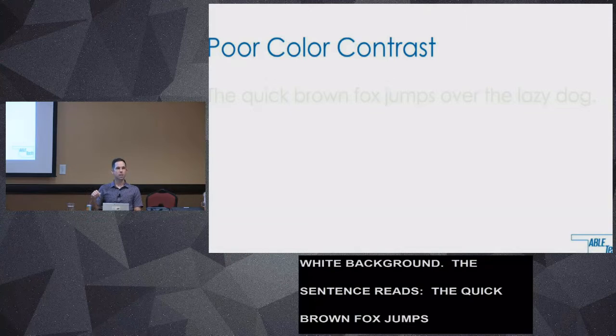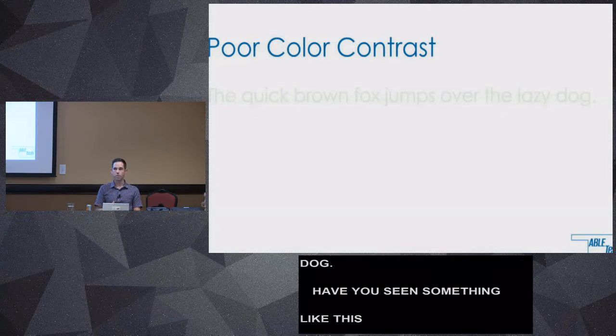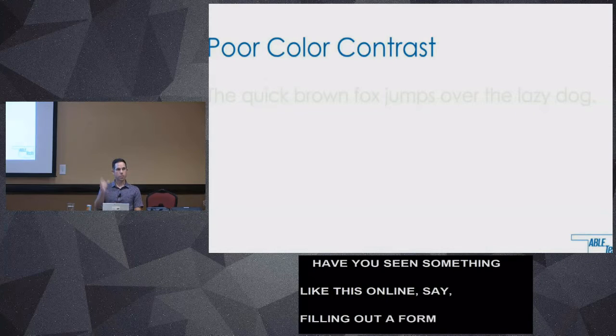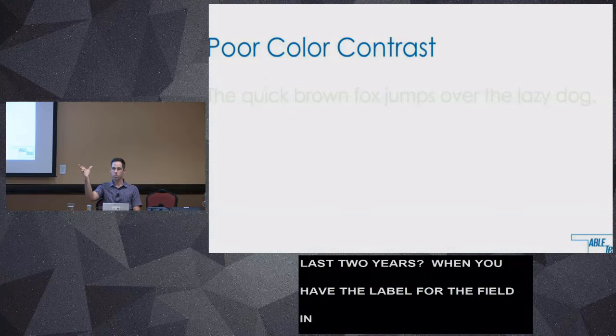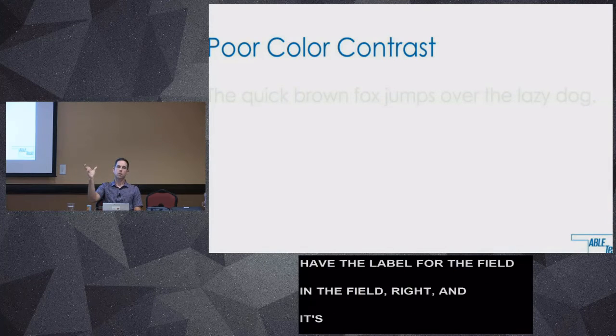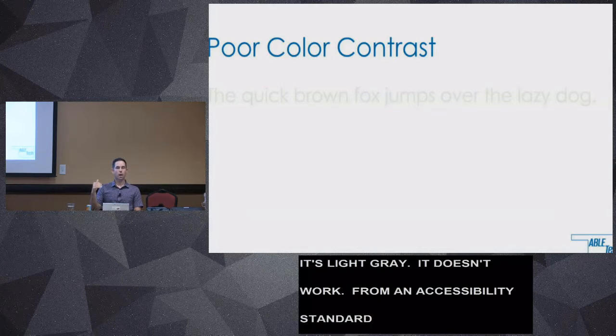Has anyone seen something kind of like this online, say filling out a form in the last 2 years? It's when you have the label for the field in the field, right? And it's really light gray. It doesn't work. From accessibility standards in most browsers, that contrast is not high enough.